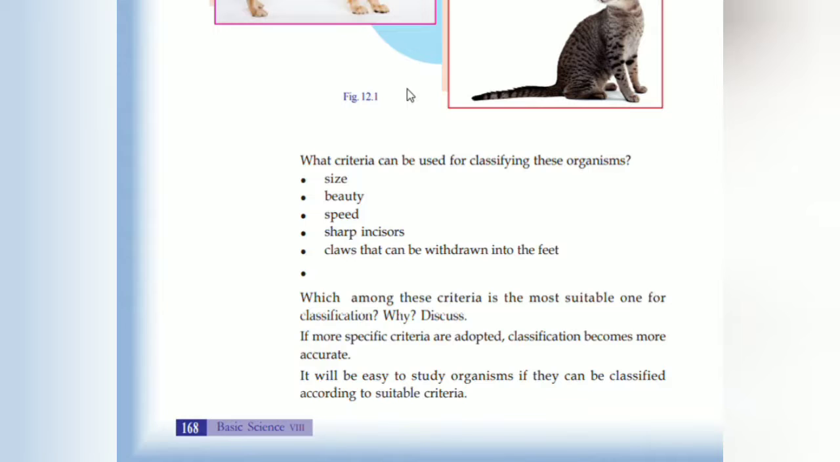What are the things we are considering in our mind while classifying these organisms? What are they? They are the size, then beauty, then speed, sharp incisors, claws that can be withdrawn into feet. Which among the criteria is the most suitable one for classification?